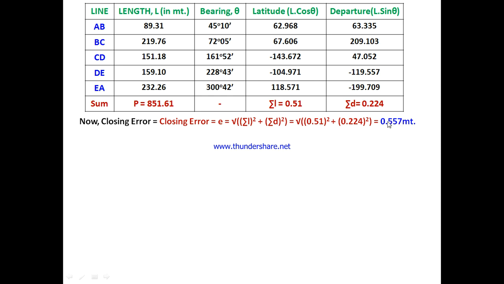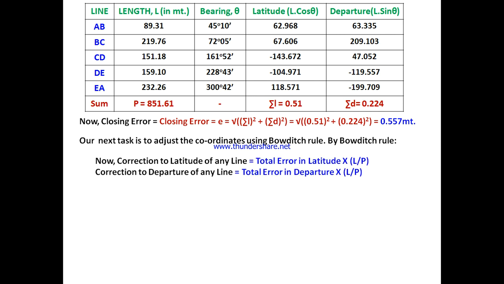If this 0.557 is 0, meaning no closing error, then I can say that this is the corrected value of latitude and departure. But since some error is there, we have to distribute this error uniformly in all the latitude and departure values. So let's begin the task by adjusting the coordinates using Bowditch rule.